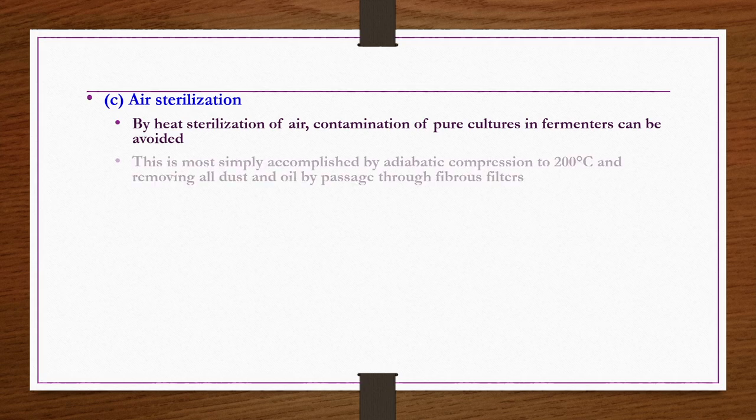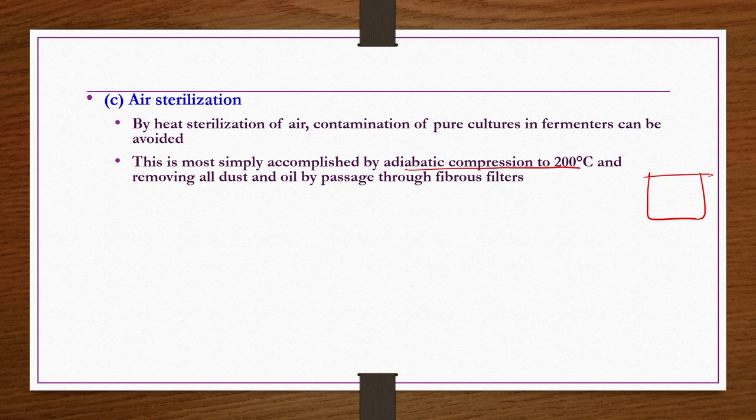This heating can be accomplished by adiabatic compression to 200 degrees centigrade. And after that, the air has to pass through filters. The filters are bag filters. These are like a space which is filled with cotton or wool, these kinds of materials, and then this air, whatever is there, is hot air but impure.